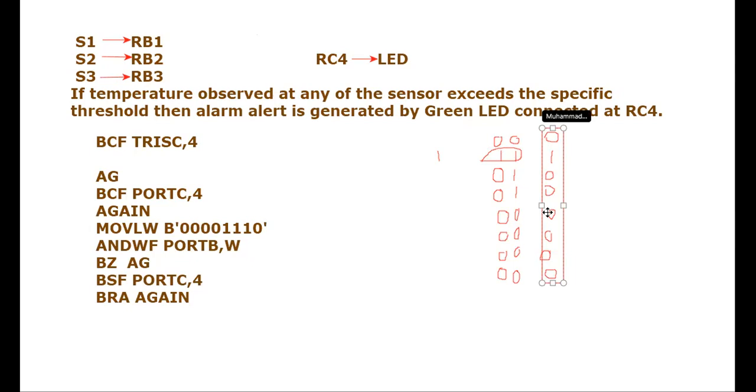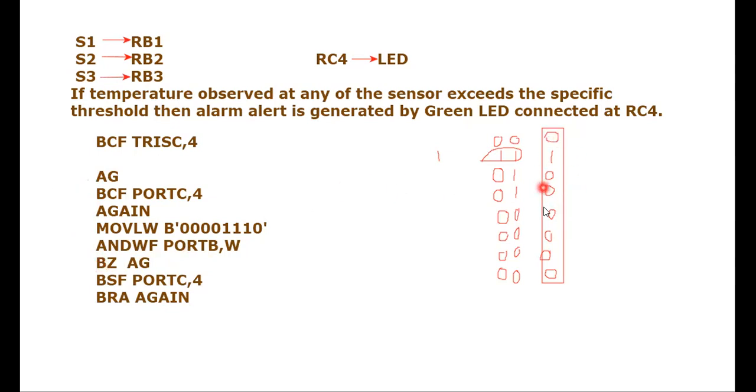And you know that whenever the result of a logical or arithmetic operation in the PIC18F microcontroller is zero, the zero flag will go high. But in this case, it is not happening. So what is going to happen? In the next line, I'm checking this branch if zero, which means I'm creating a check on the zero flag. If it is zero, we will send it to AG. AG is what? The start of the program. That means there is no alarm.